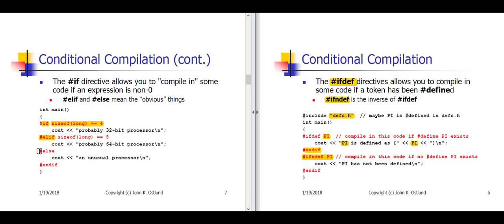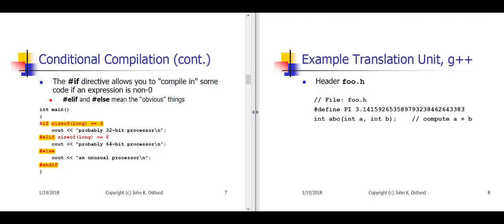Following your if and all your elifs, if any, you're also allowed to have a final else. So if the size of the long is not 4 and the size of the long is not 8, we will get down to the else part and we'll pass along this statement saying an unusual processor. And then finally, notice that the if has to be concluded with an endif.